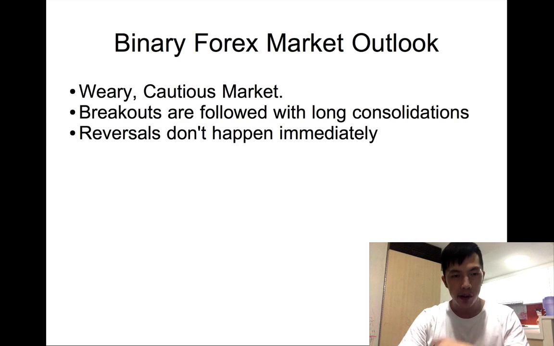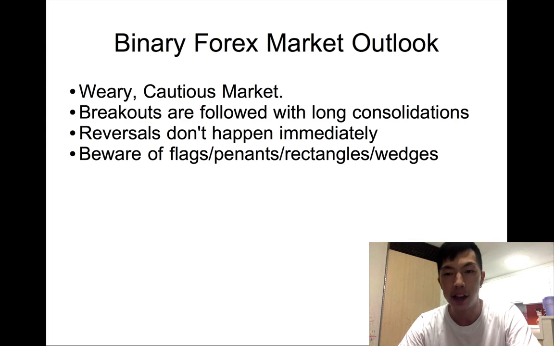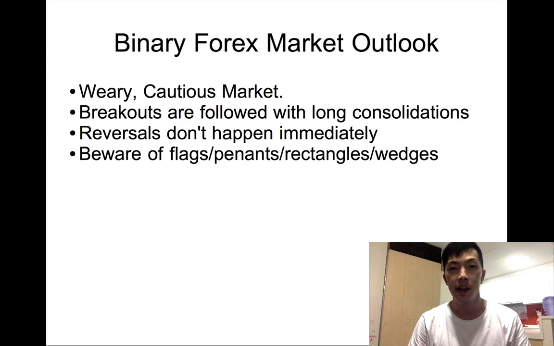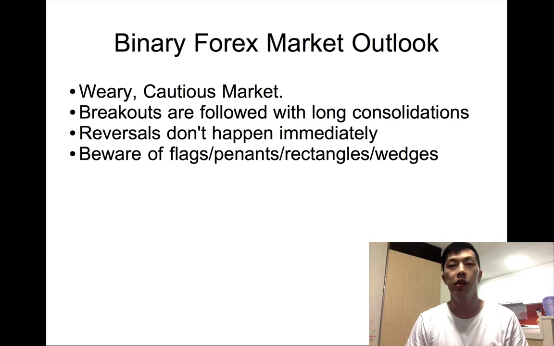So as I mentioned, reversals don't happen immediately, and the thing to be aware of is flag patterns, pennants, rectangles, wedges. And in the Binary Lab, within the community that I teach binary options to on a daily basis, I simply refer to them as flags. There are many different terms for up flag, down flag, wedges, pennants, but I like to just refer to it as flags because that represents anything triangular or rectangular in shape. As long as it's a consolidation, I consider it a flag.